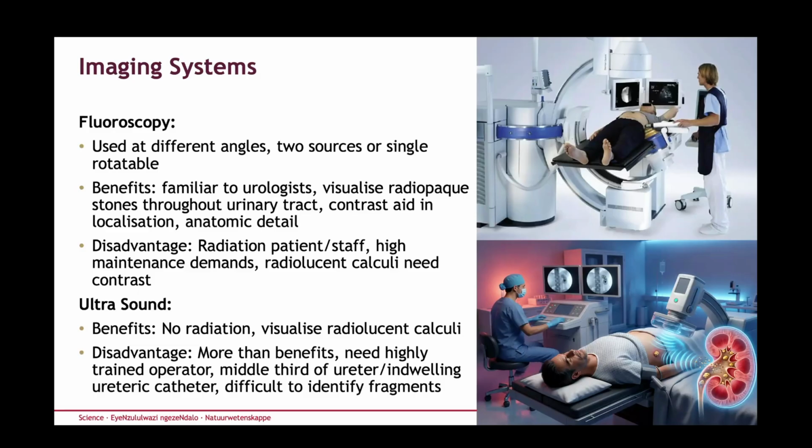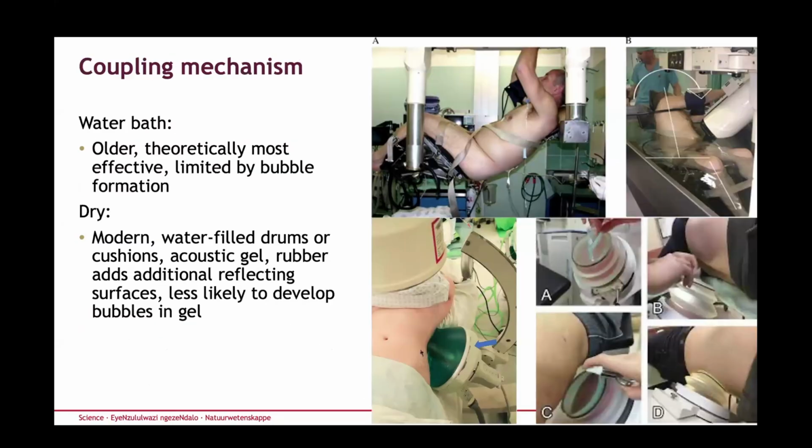Ultrasound, it does not produce any radiation. It is able to visualize radiolucent stones, but the disadvantages outweigh the benefits. It needs more highly trained operators, and it can be difficult to see stone fragments if there is already an indwelling ureteric catheter, or if the stone is lower down in the middle or lower ureters.